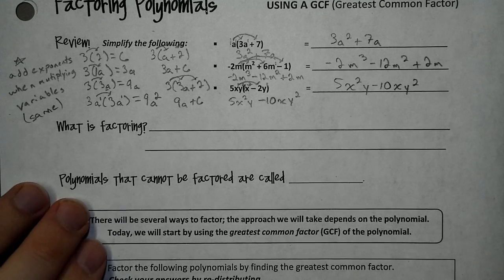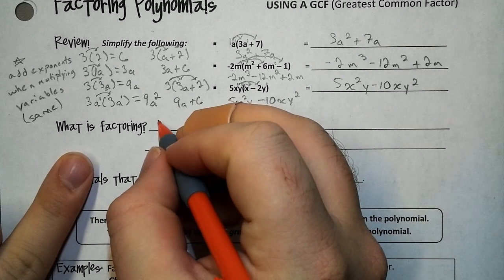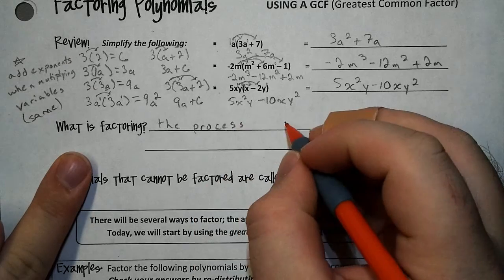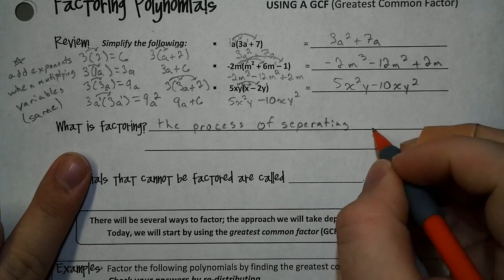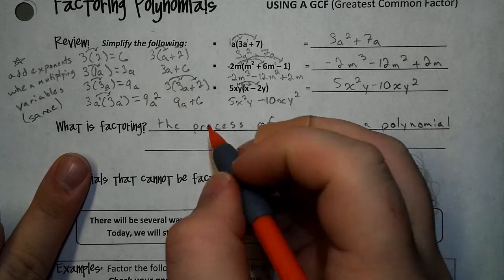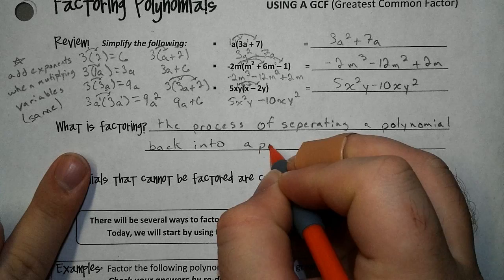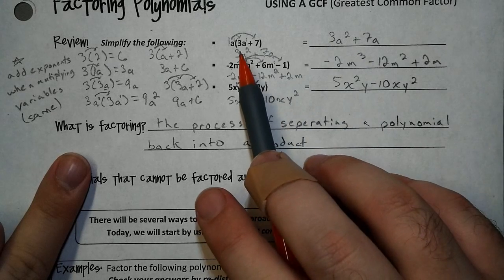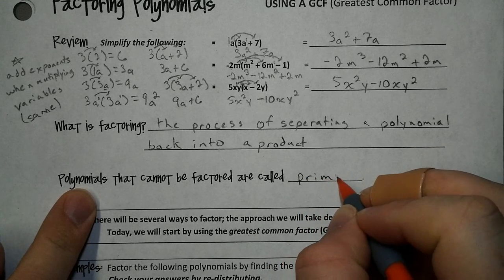All right, so continuing, question is, what is factoring? We just practiced distribute. Factoring is going to be the process of separating a polynomial back into a product. So it'll be basically taking this and turning it back into this. Polynomials that cannot be factored are called prime. All right.